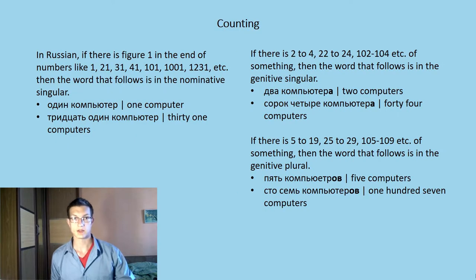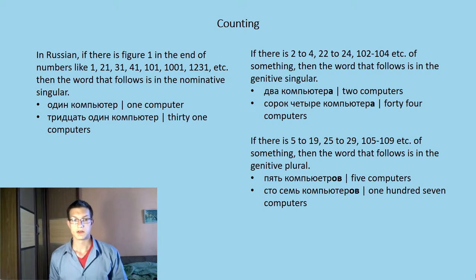We also use it for counting. But pay attention, in Russian, if there's the figure 1 at the end of numbers like 1, 21, 31, 41, 101, 1001, 1231, etc., then the word that follows is in the nominative singular. Maybe it doesn't make much sense, but that's how it is. So we say один компьютер and 31 компьютер. That's how it is.